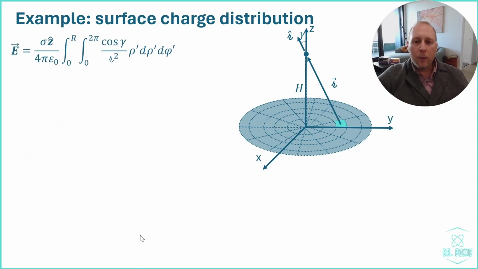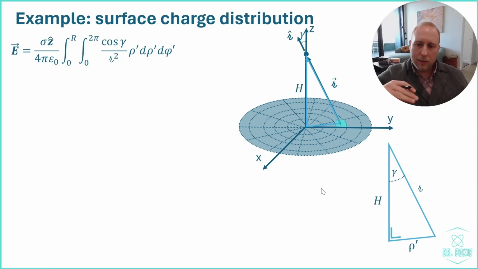How do we do it? Well, we look at this blue triangle here, and I drew it again here. It is once again a right triangle. Its horizontal side is rho prime, the distance from the origin to the portion of area in question. The hypotenuse is curly r. The top angle of it is the same gamma we defined earlier, and the vertical side is h. And we want to rewrite the cosine of gamma and curly r using this.